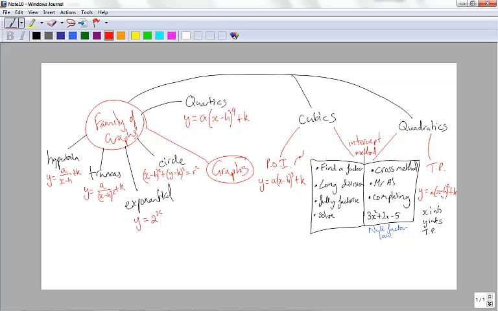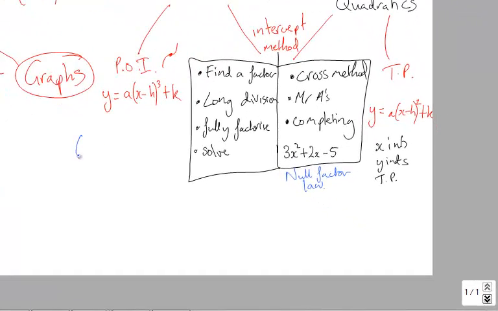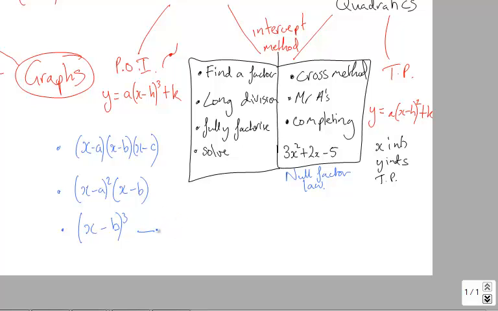Now, just a couple other things on cubics. We've looked at 3 types of cubics: (x minus a)(x minus b)(x minus c). We've looked at that type of cubic. We've also looked at this type of cubic, and the final one we've looked at is this type of cubic. As you can see, that one looks like the point of inflection method. So this one, I can label as point of inflection.